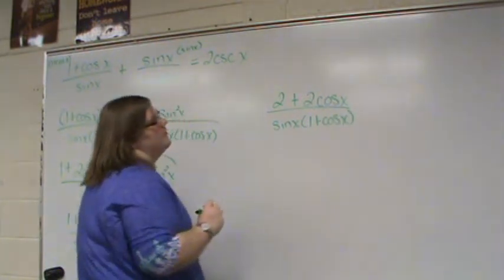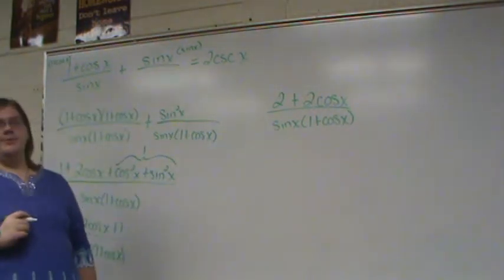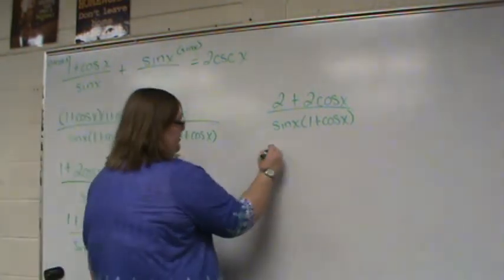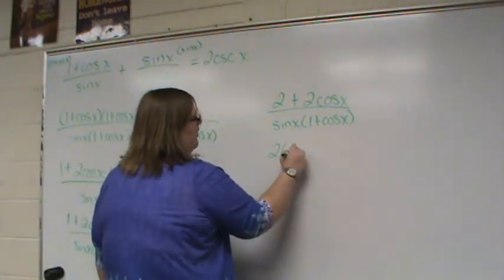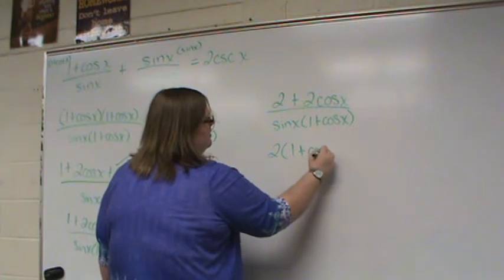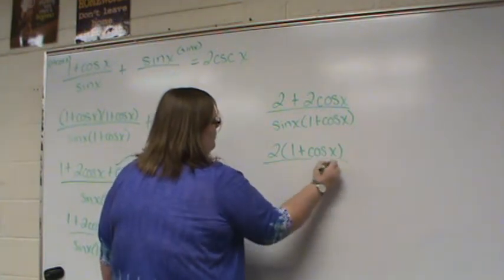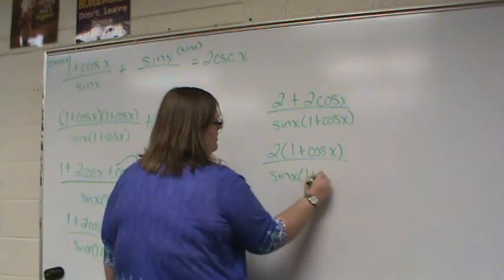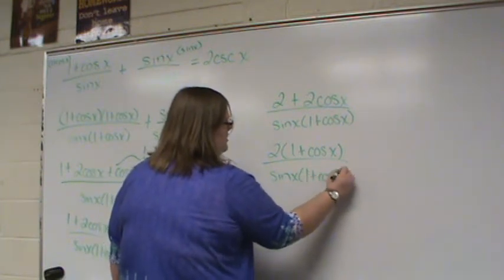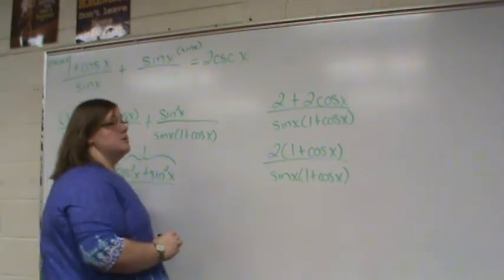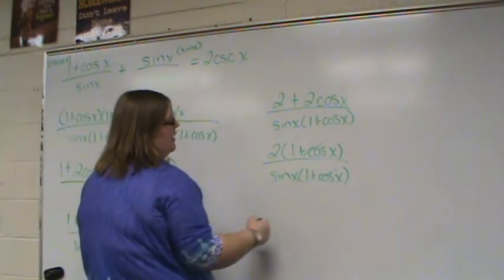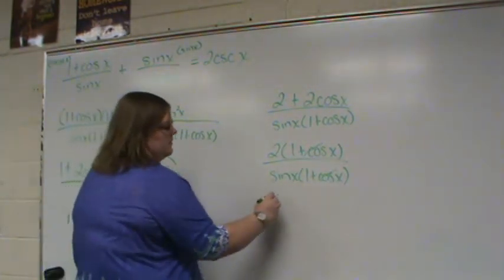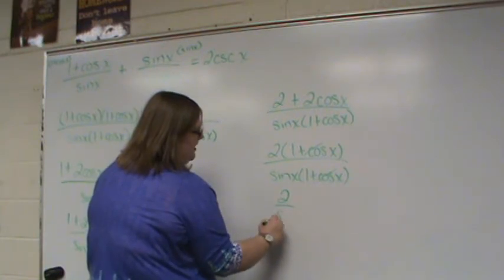So now what do you want to do? Factor out a 2. So I have 2 times 1 plus cosine x all over sine x times 1 plus cosine x. Can you cancel those out? So now I can cancel these out. I have 1 plus cosine x on the top, and on the bottom. So I'm left with 2 over sine x.